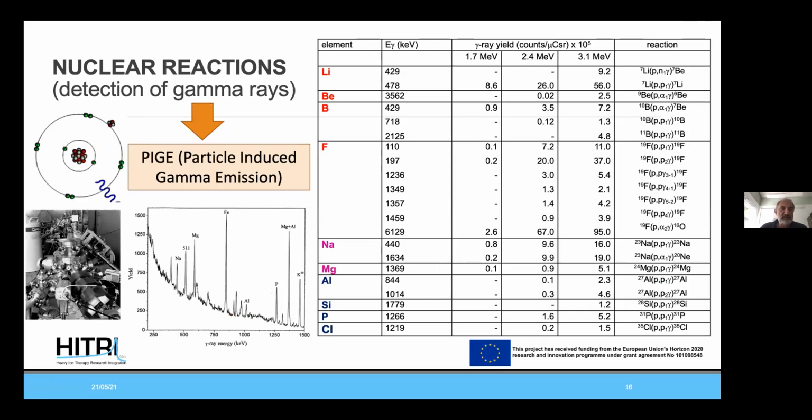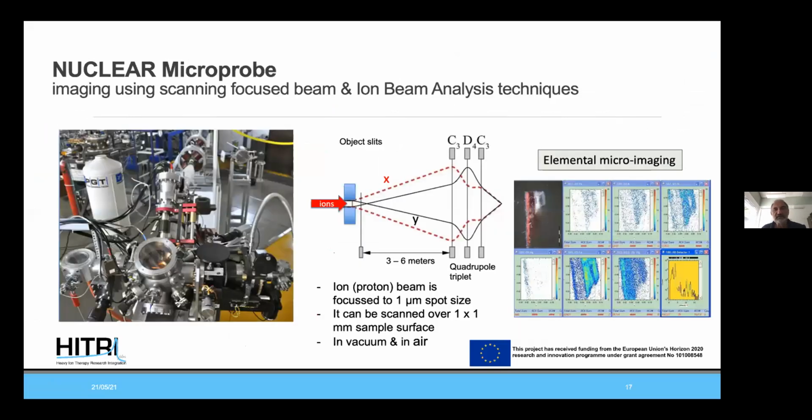And as you can assume, the existence of such techniques is very valuable for collaboration with different scientists, not just physicists, but chemists or cultural heritage or environmental scientists and so on.